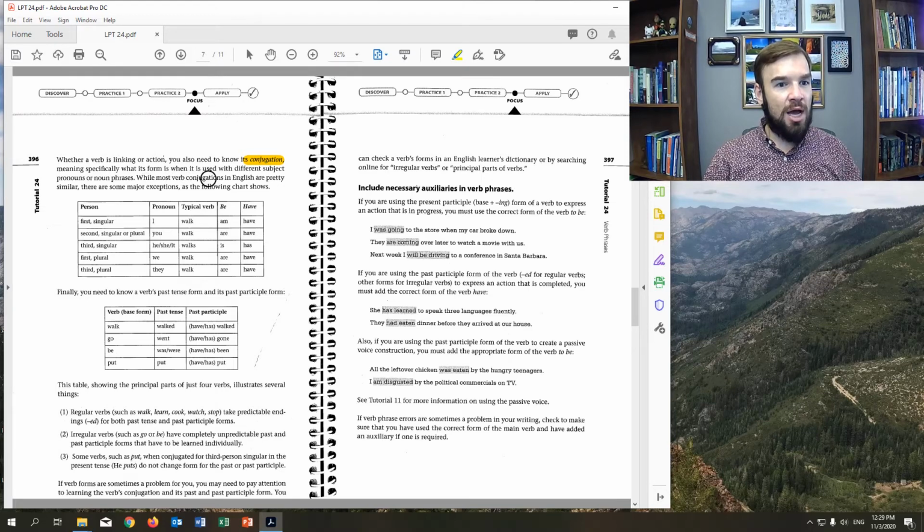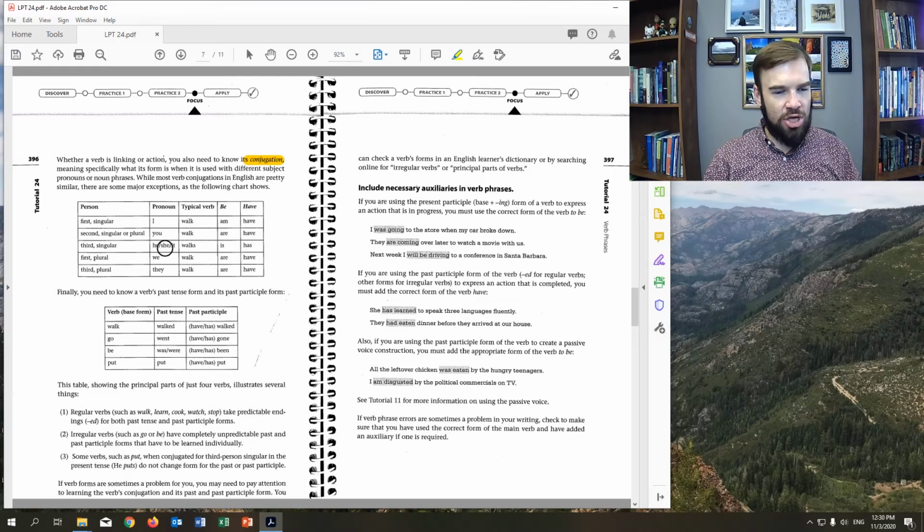Now, while most verb conjugations in English are pretty similar, there are some major exceptions, as the following chart shows. So first person singular, I walk, typical verb, right? But I am for the be verb, and I have for have. Second person singular or plural, the pronoun is you, and again the typical verb is walk, so you walk, but for be it's you are, and for have it's you have.